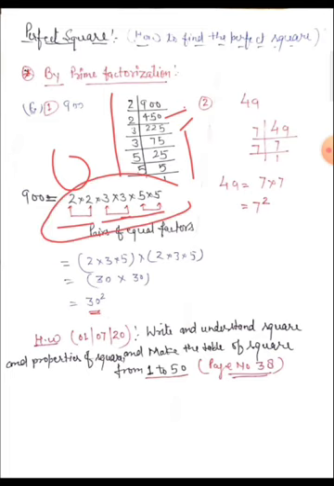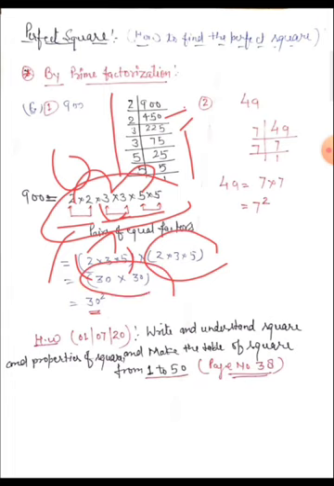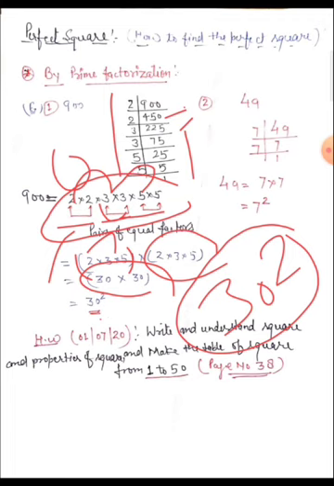Then we make pairs of equal factors: 2 is one pair, 3 is one pair and 5 is one pair. Then we write 2 times 3 times 5 in one group, and the remaining numbers in the other group. Then we multiply: 2 times 3 is 6, 6 times 5 is 30. So 30 is multiplied by 30, two times. We can write 30 raised to the power 2, and 900 is the square of 30.